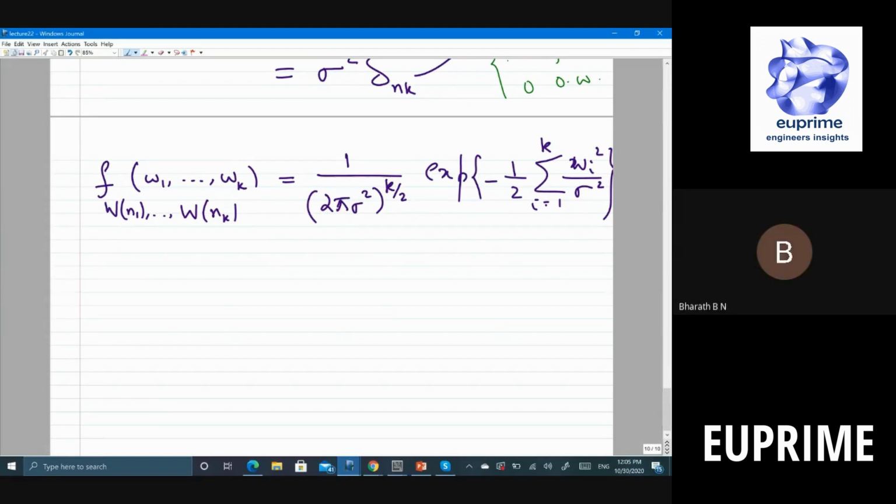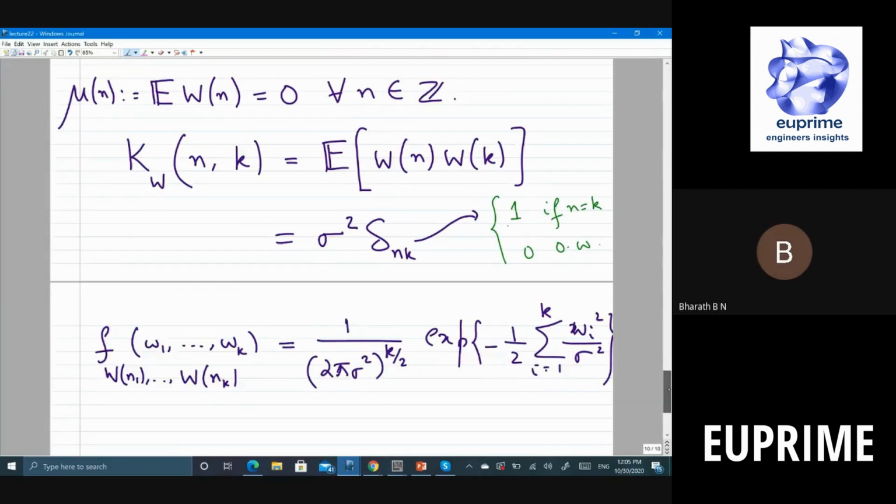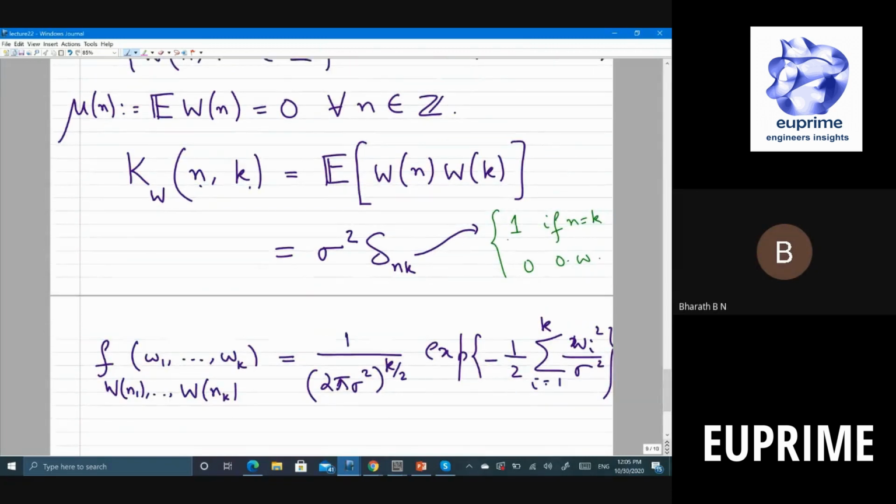Can you explain once? Here you have said there are two times, n and k. What does that mean? This is the covariance, right? N and k. But whenever n is not equal to k, this covariance is zero. That means if you look at the covariance matrix of k random variables, the diagonals will be non-zero. Otherwise, everything else will be zero.